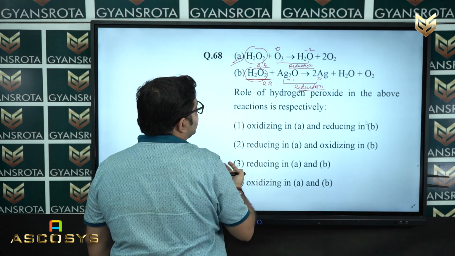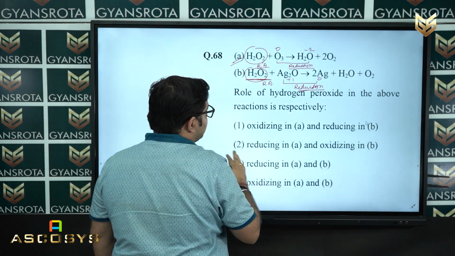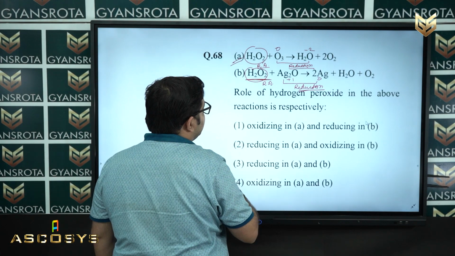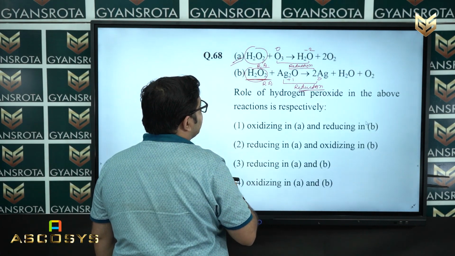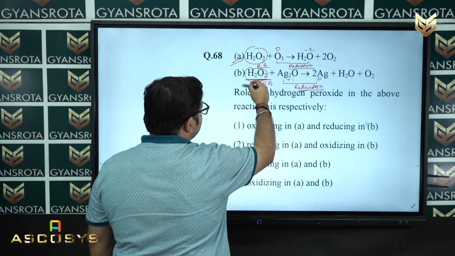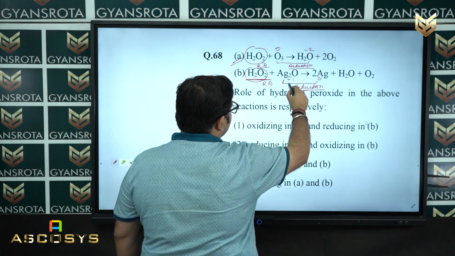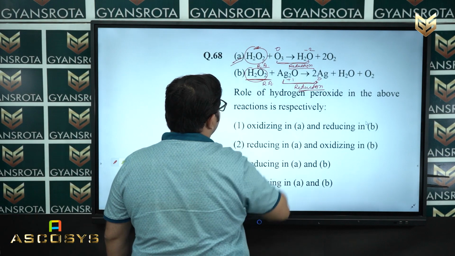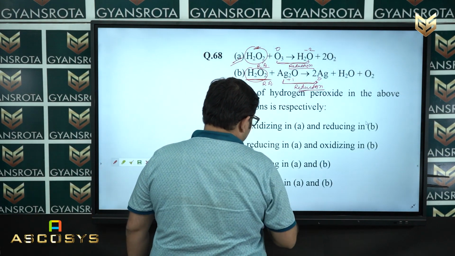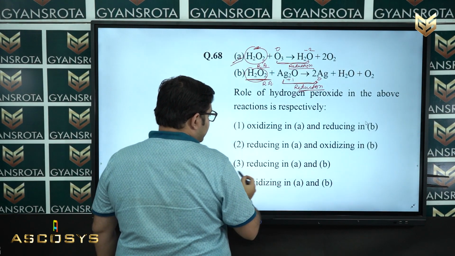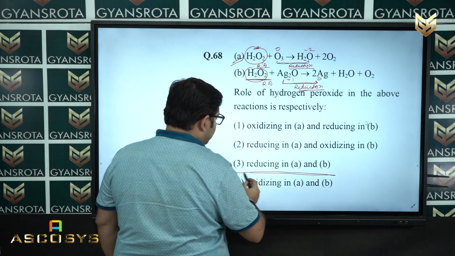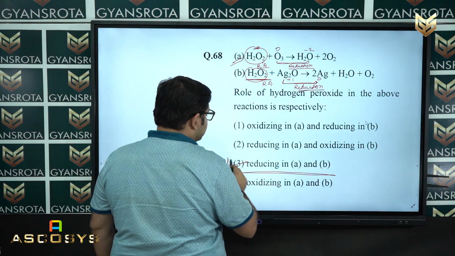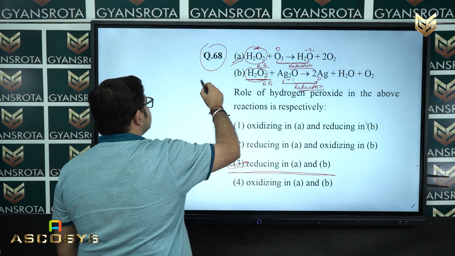Basically hydrogen peroxide acts as an oxidizing agent, but when it is present with a strong acid, it always behaves as a reducing agent. And we saw these two reactions where the reduction process is helped by this reducing agent, that is your hydrogen peroxide. Now, if you see your option number 3, reducing in A and B, this is the correct answer of your question number 68.